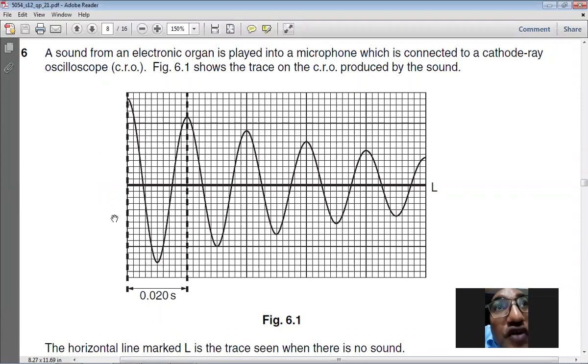A sound from an electronic organ is played into a microphone, which is connected to a cathode ray oscilloscope. Figure 6.1 shows the trace on the CRO produced by the sound. So here, that trace. This horizontal axis represents the time period. The x-axis of the CRO screen represents time, and the y-axis represents the amplitude.